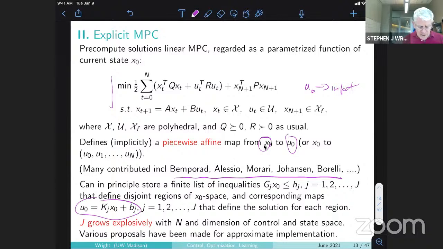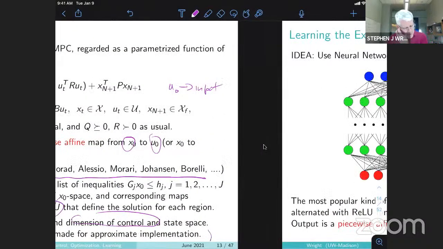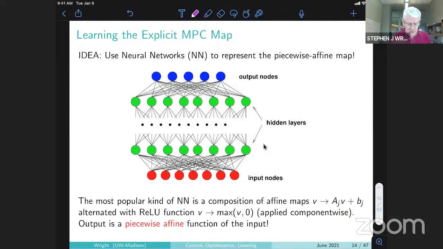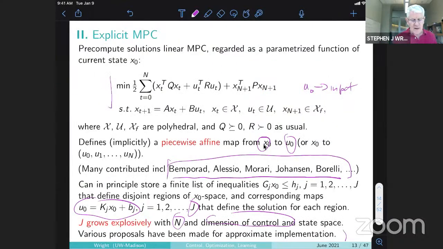Now, the problem with this is that the number of pieces in the piecewise linear map, which we'll call J, grows explosively with the horizon length and the dimension of the control and input spaces. It grows massively, so really this is only possible to do if you've only got one or two dimensional states and inputs, and N is quite modest. So to implement this practically, people made several proposals, and there was a lot of work in coming up with approximate versions of this map that had a lot fewer pieces.